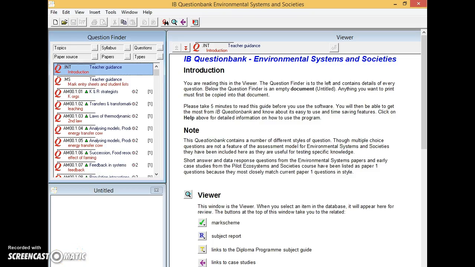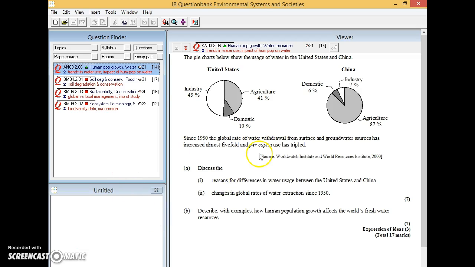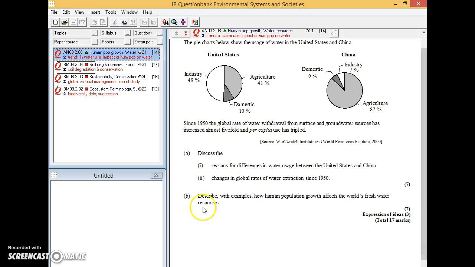Okay, what I'm going to do here is just give you some insight into my own thought process when I look at an unfamiliar essay question. So we're just going to go over here and pick any essay at all. All right, so here's one. And here's a nice 7-mark one. Describe with examples how human population growth affects the world's freshwater resources.